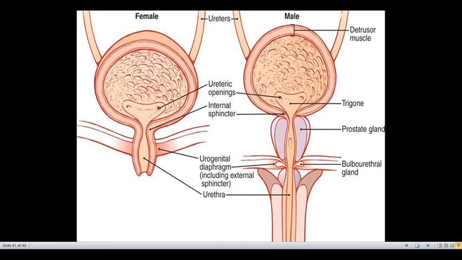The figure shows the anatomy of the urinary bladder and urethra in males and females. Note the position of the trigone and the two openings of the ureters at the uppermost angles of the trigone.